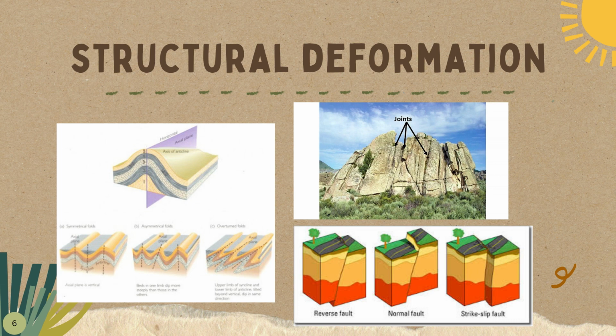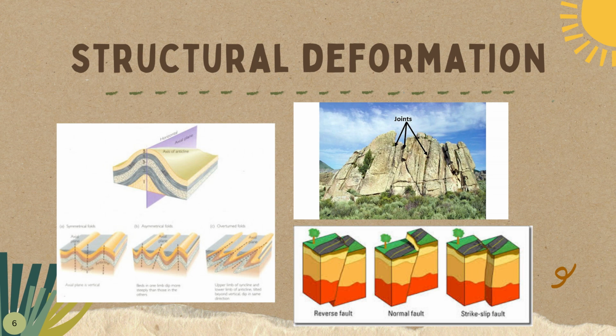The next one is fault. We have three different types of fault. The first one is reverse fault, the second one is normal fault, and the third is strike slip fault. What is the meaning of reverse fault? A reverse fault is one in which the hanging wall moves up relative to the foot wall. If you can see, the one with the hanging wall up is a reverse fault.